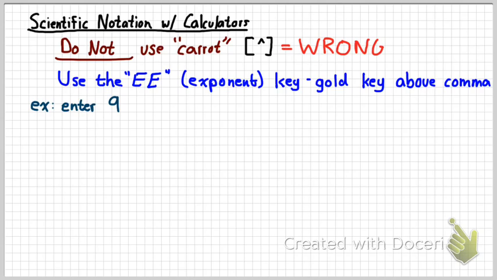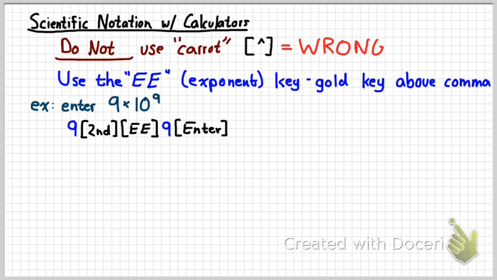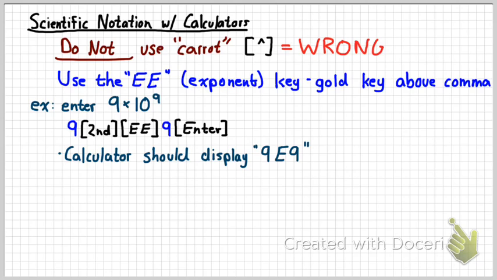So let's look at a real simple example. If you were asked to enter 9 times 10 to the 9th in scientific notation in your calculator, you'd press 9, then the gold second button, then EE, which is the comma key, then the 9, and then enter. You don't have to press the 10. The EE key takes care of that part for you. The calculator should read, if you would just press enter, 9E9, which is the calculator notation for scientific notation.